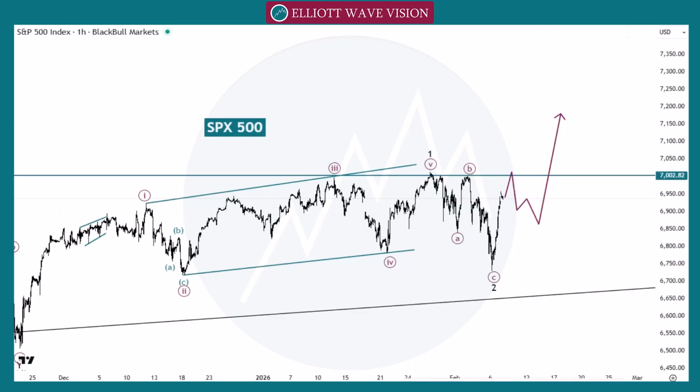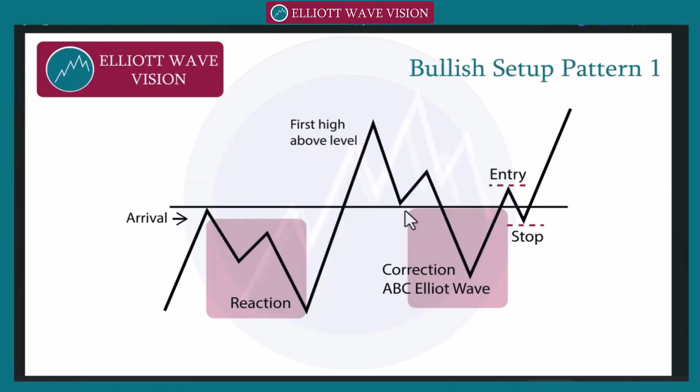Let's check the classic trading level pattern number 1. So in pattern number 1, the market needs to give us the classic trading level pattern like arrival, a reaction as a wave A, wave B and wave C. Then the market needs to give us the first high above level. First high above level means above 7000. After this first high, we need to wait for the wave A, wave B and wave C Elliott wave correction as an ABC or a WXY.